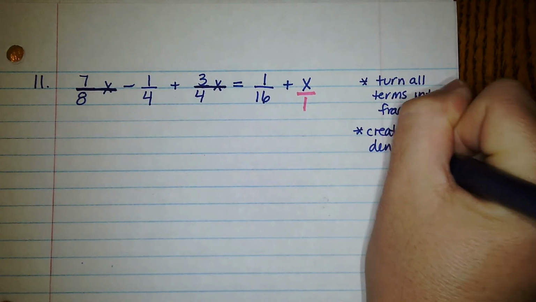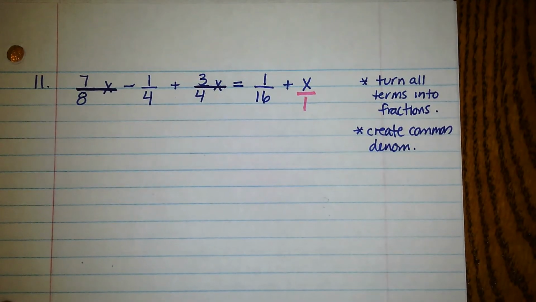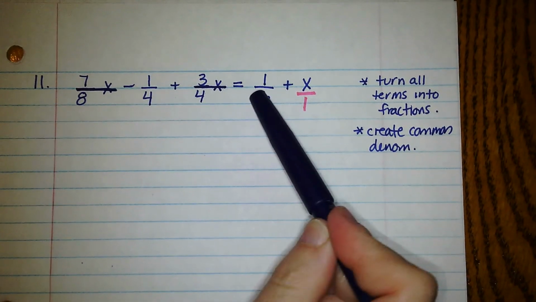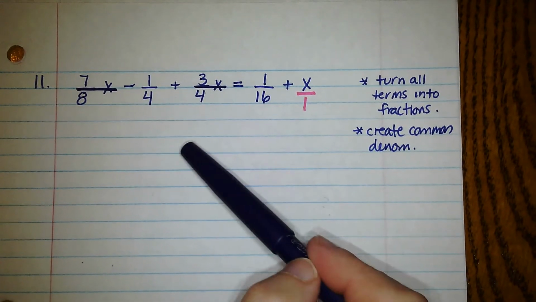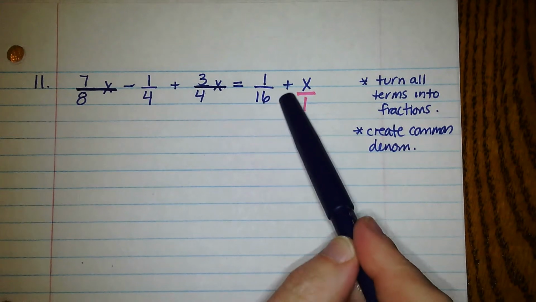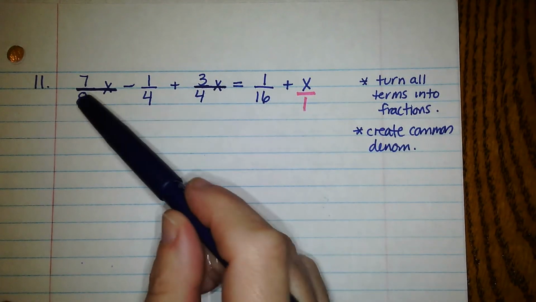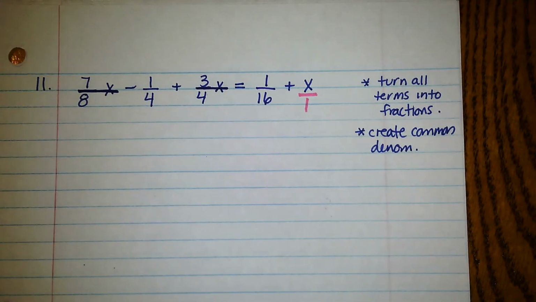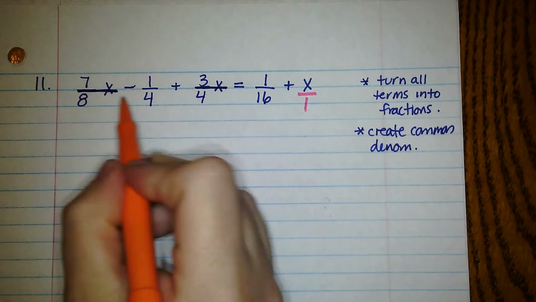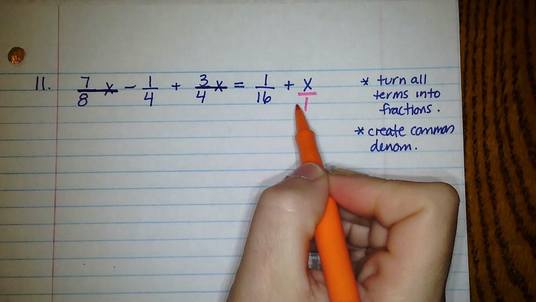And the cool thing about that is we've got 8, 4, 4, 16, and 1. So what resonates to me is the fact that 16 is the biggest number, and 1 and 4 and 8 all go into 16. They all have common factors. So that means that it'll be easier to make a common denominator. So I'm going to turn all of these into 16s.